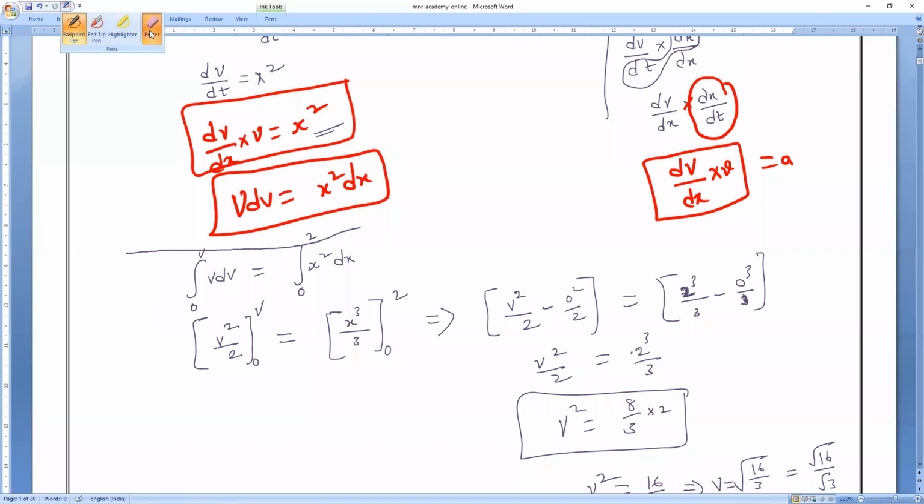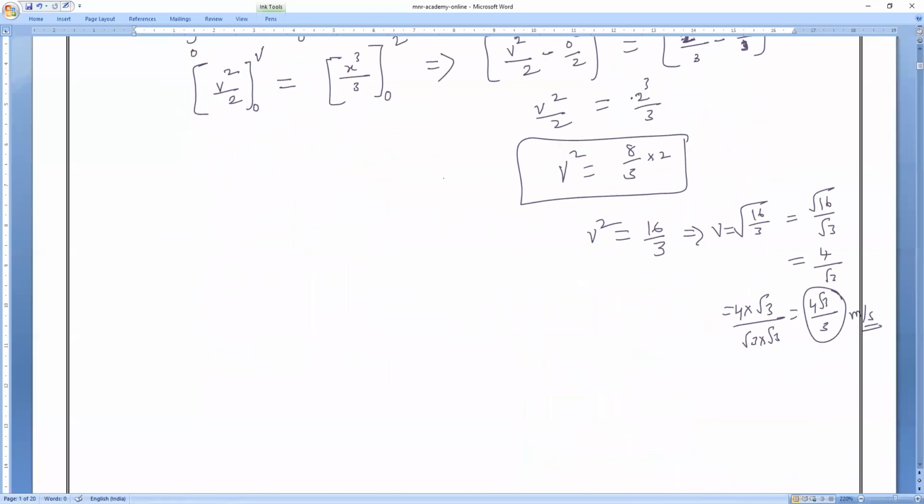What is that? Finding the C value. If you take it as indefinite integration, we can find the C value and we can solve. So integration of v dv is equal to, what is the formula? Integration of x dx. Yes, you can substitute it. So v square by 2 is equal to x cube by 3, plus, no limits are there. No limits means what will come?